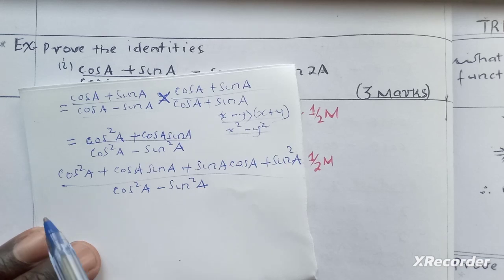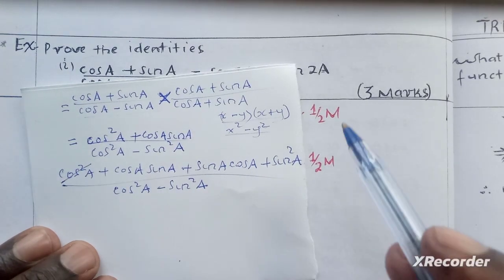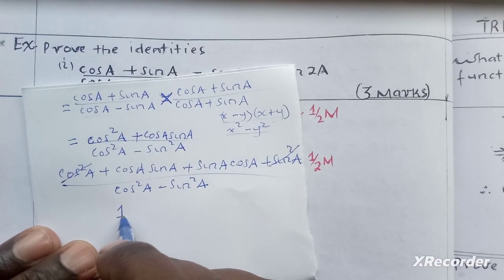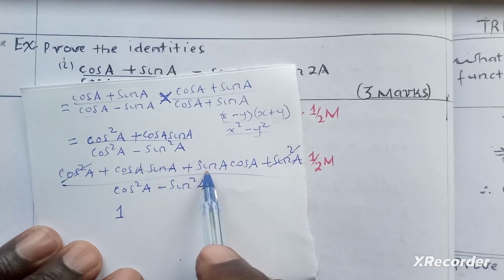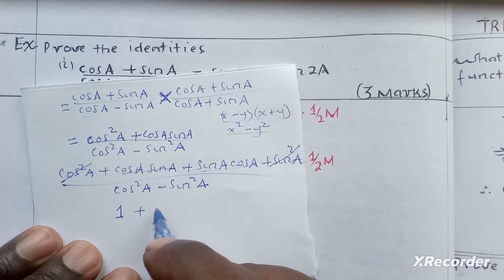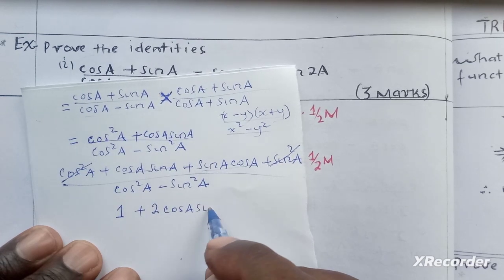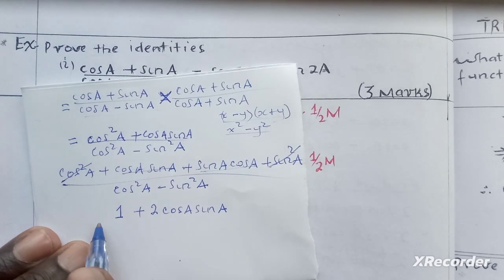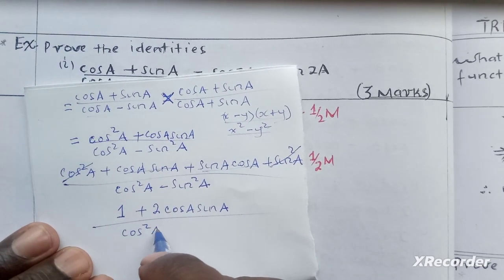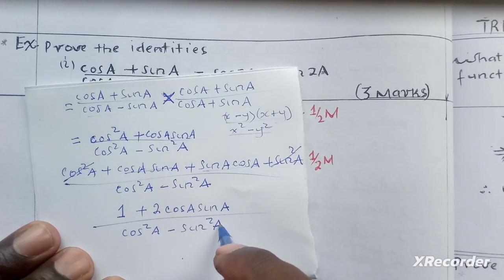So for this one, the first identity we can note is cos squared A plus sin squared A. That one gives us 1. Then we have these two values, they are the same. So it's like saying 1 plus 1 is 2. So this one will be 2 cos A sin A all over cos squared A minus sin squared A.